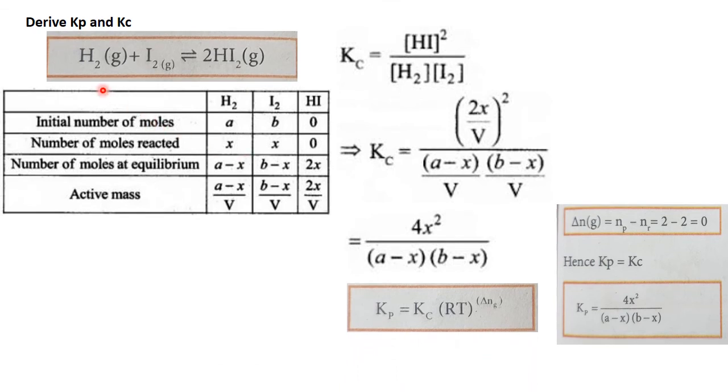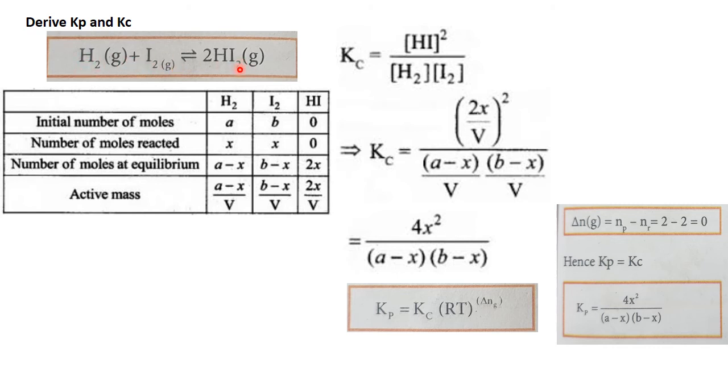The next is derivation of Kp and Kc. Already this is the third application. What is the third application? Calculate the equilibrium constants and the concentrations of the reactants and products. So that is explained here. Just take the equation that represents the formation of hydrogen iodide. Hydrogen combines with iodine to form hydrogen iodide. So H2 plus I2 gives 2HI.